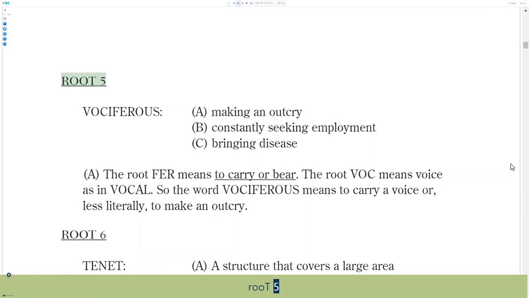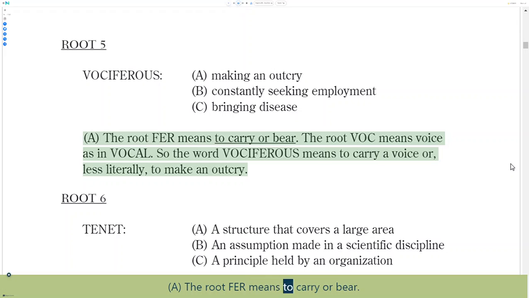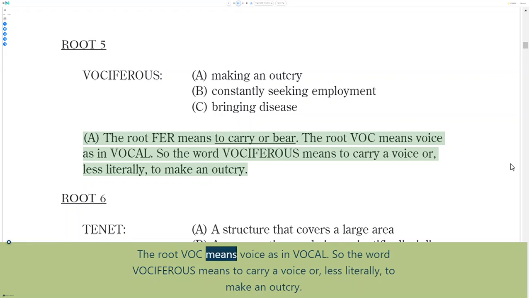Root 5. Vociferous. A. Making an outcry. B. Constantly seeking employment. C. Bringing disease. A. The root FER means to carry or bear. The root VOC means voice as in vocal. So the word vociferous means to carry a voice or, less literally, to make an outcry.